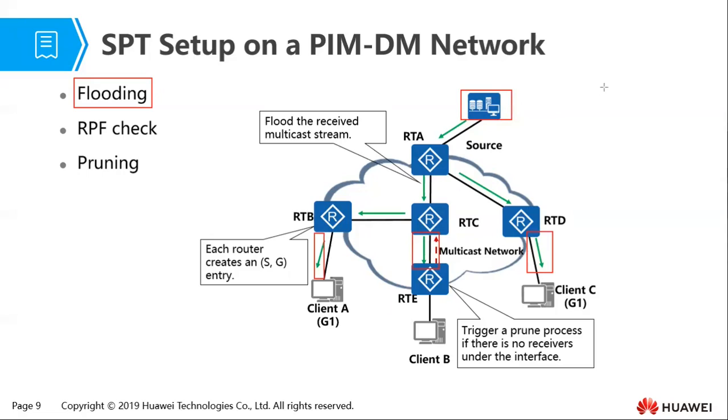But before that, it has to perform what we call RPF. RPF is reverse path forwarding. The purpose of RPF is to determine if you've received that particular multicast packet from the correct upstream interface. What that means is this. Here, we might also have an interconnection between RTD and RTC. And after RTD receives that multicast packet, it might also forward it to RTC like that.